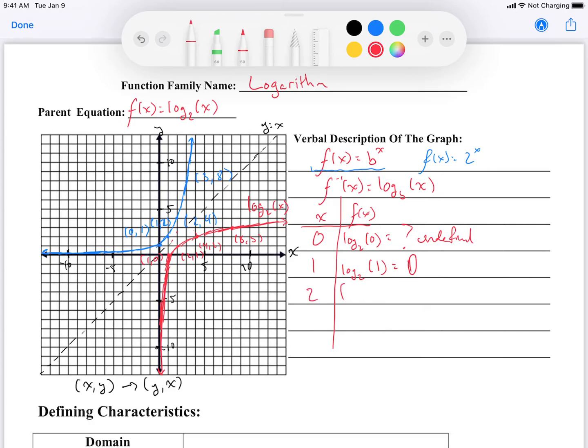Then if I do 2, all right, it gets a little bit easier. Log base 2 of 2 is equal to 1. If I do 3, log base 2 of 3 is what? Right, and that's kind of where it becomes a little bit more awkward. Log base 2 of 3 is not something we can necessarily calculate. So it'd be harder for us to kind of see how far out this goes. Okay?